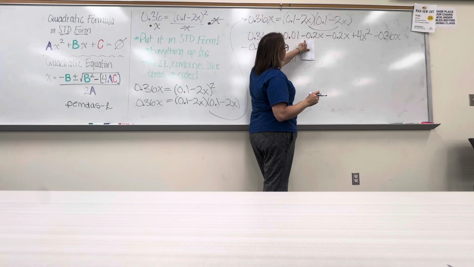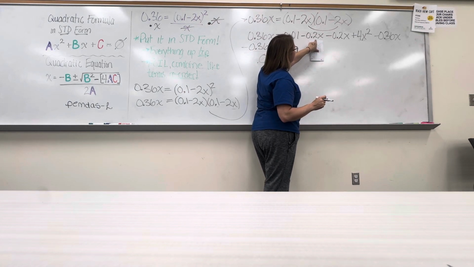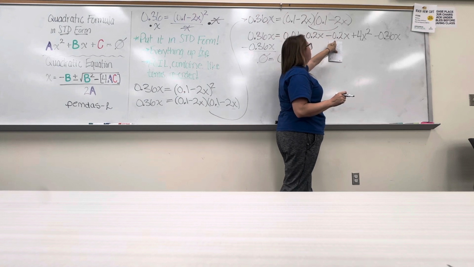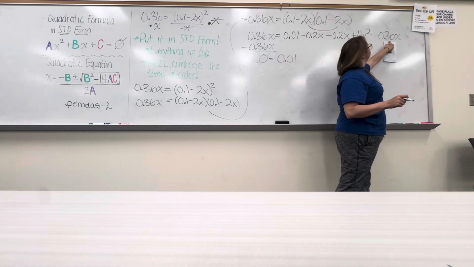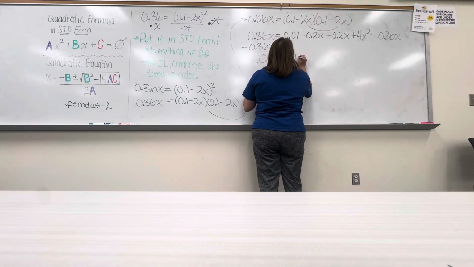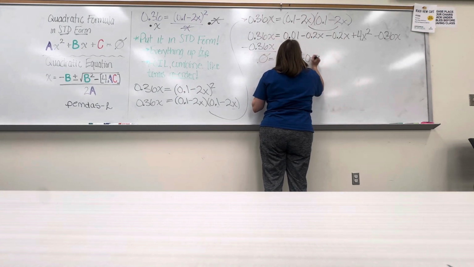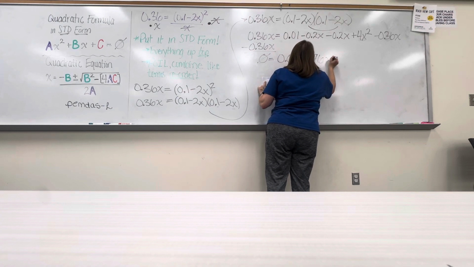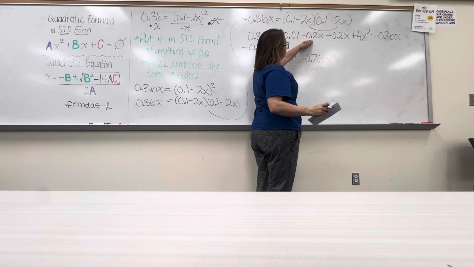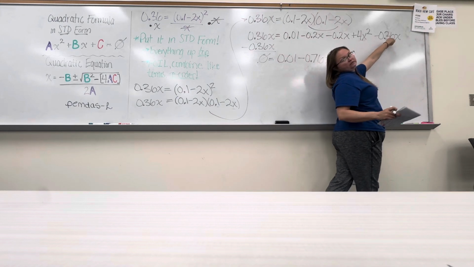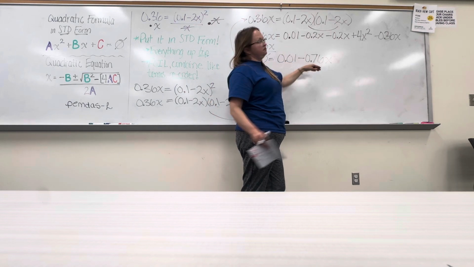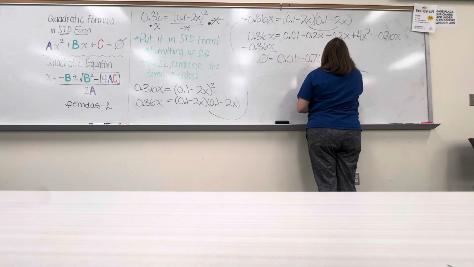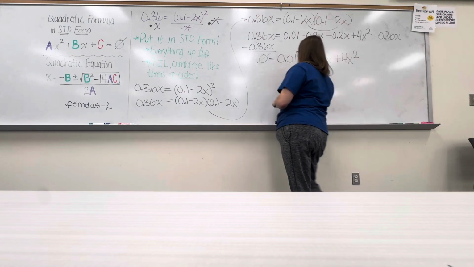Let's combine our like terms. So we're going to have negative 0.2x minus 0.2x minus 0.36x, okay? So this is going to give you a value of negative 0.76x, right? 0.2, 0.2, 0.36, okay? So you're going to subtract 0.76x. And then you've got your plus 4x squared, okay?